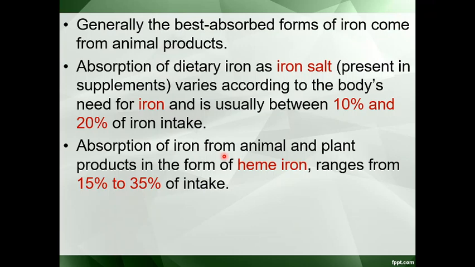Absorption of iron from animal and plant products in the form of heme iron ranges from 15 to 30% of the intake.